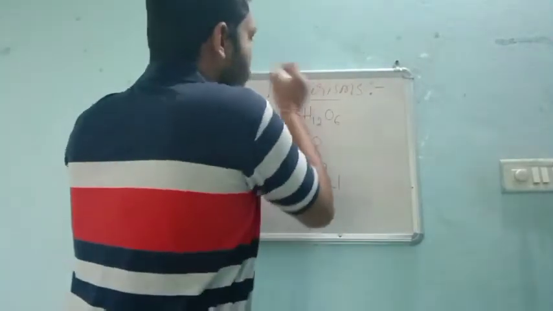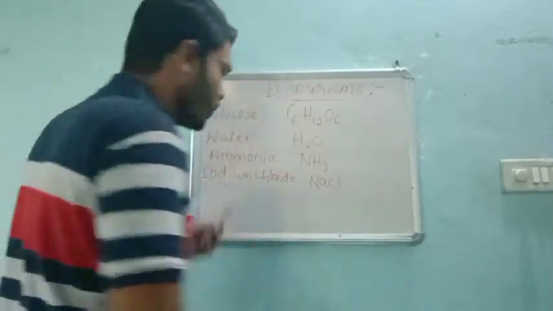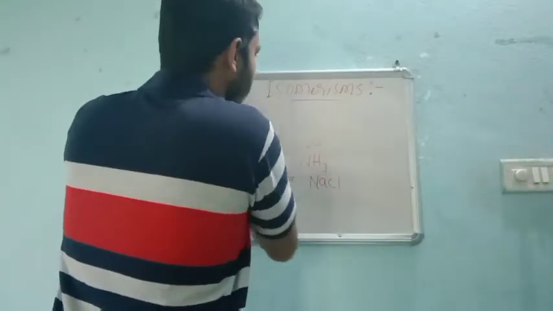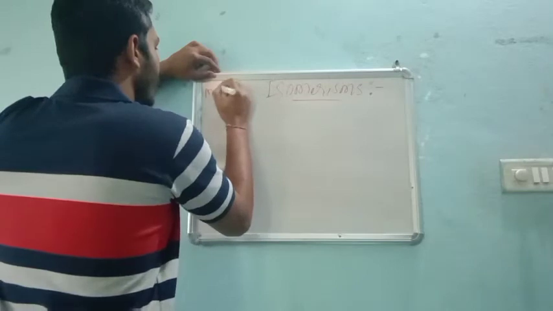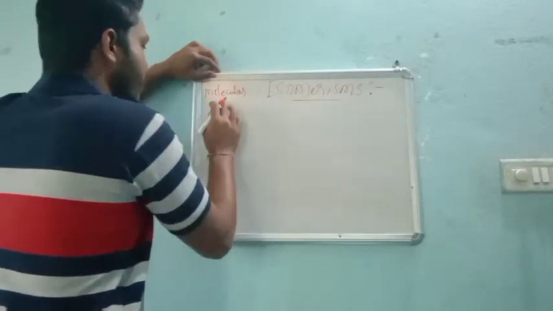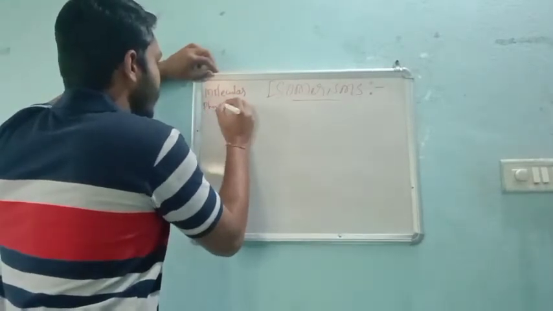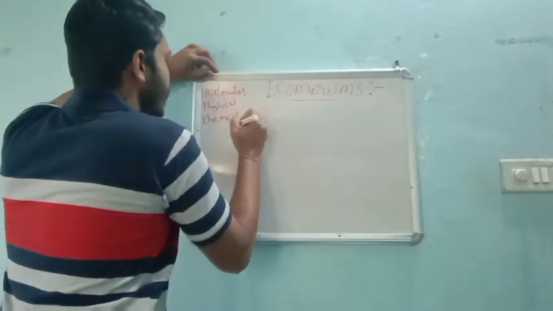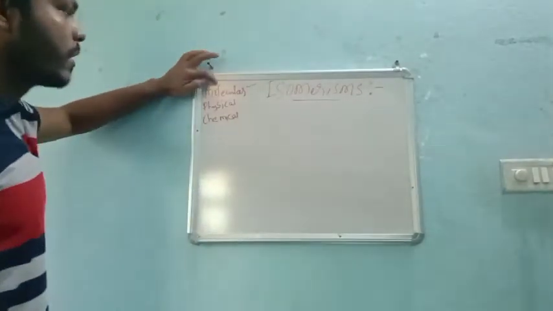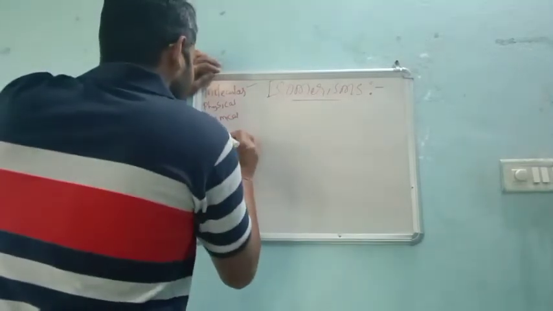But in isomerism, that molecular formula must be the same. I will show you one example here, students. You just see, then you will come to know. In the definition, we had the molecular formula, and already we saw molecular formula, physical and chemical property. So I will just show you an example.